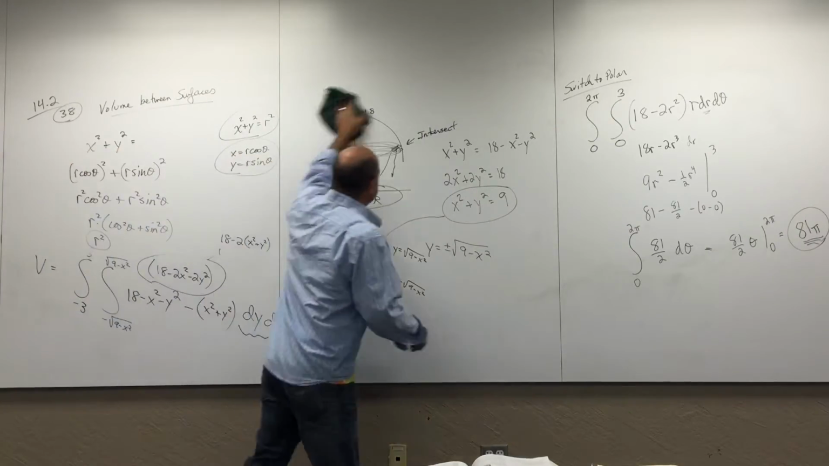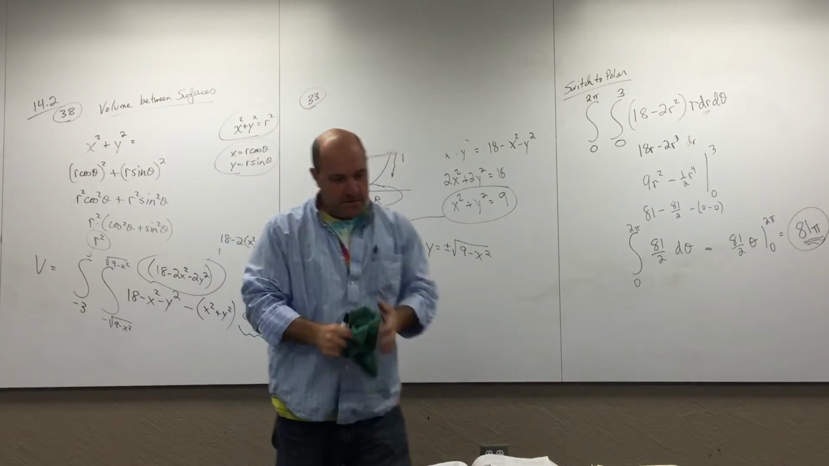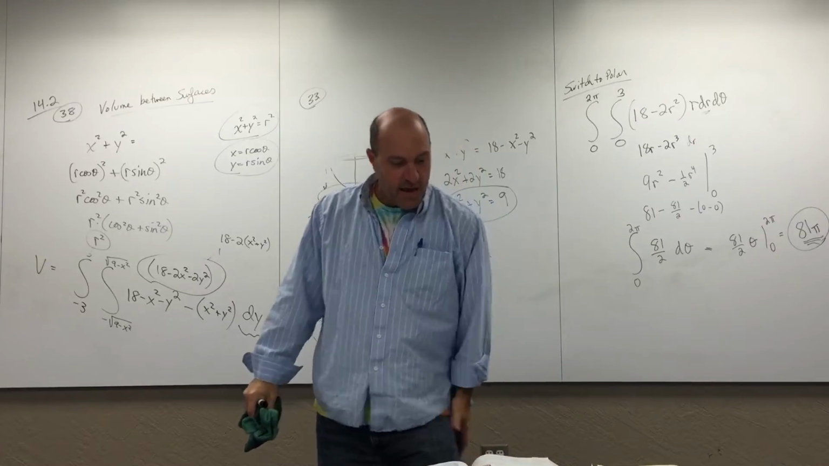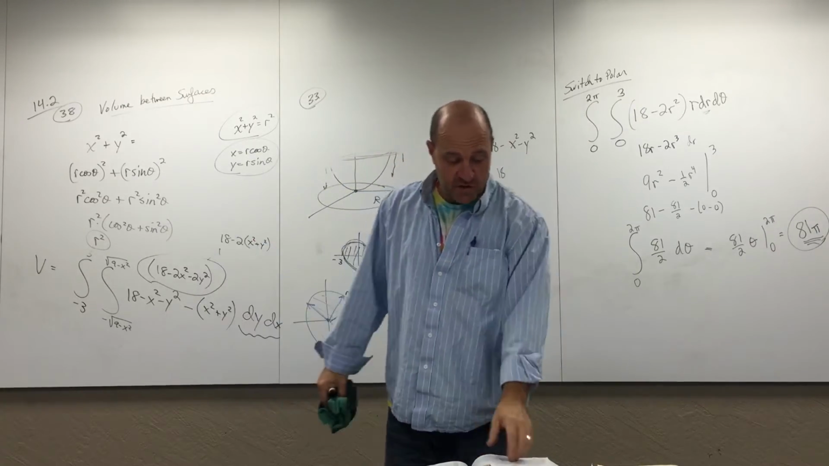Okay, let's see what he said. He said something about 33. You're in 14.2, huh? In 14.2, 33. Yeah, so that has a nice picture, and it's got the volume between two surfaces, I guess.